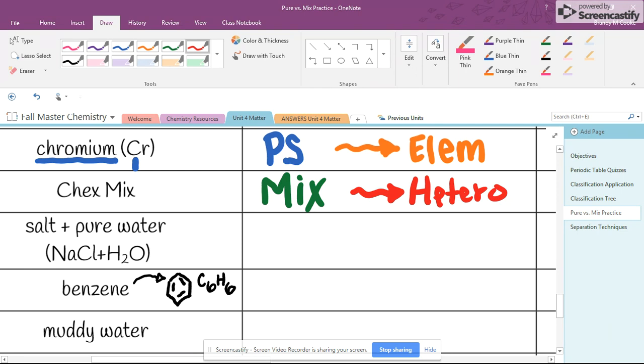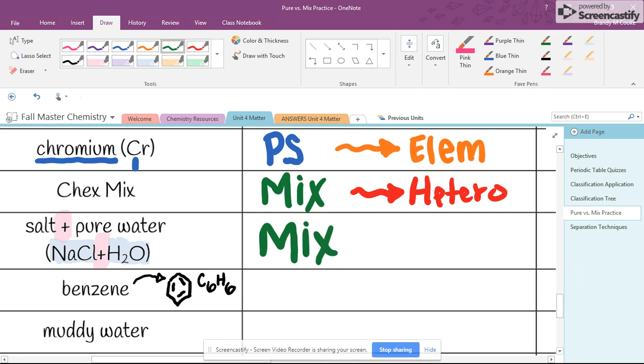All right, next, salt and pure water. Notice that word in there. What did I say? And. Salt and pure water. So I have two things mixed together, not touching. See this plus sign right here? This NaCl, that's a compound. This H2O, that's a compound. And they are mixed together, hence the and sign. So we have salt and pure water mixed together. So it's obviously a mixture, right?